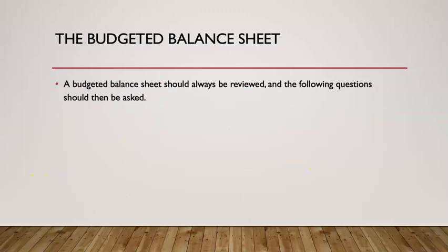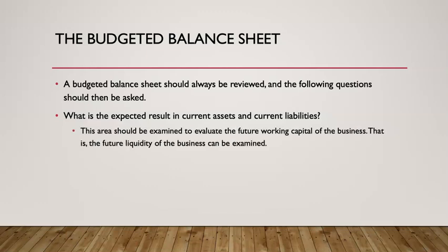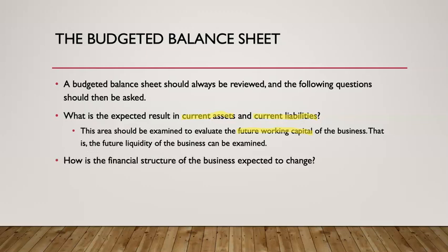And the budgeted balance sheet is the final one, and we're asking, what is the performance of our balance sheet? How stable is it? What is the expected result of our assets? Are our assets being efficient? We should be looking at this to evaluate a term that we haven't heard before, the future working capital of our business, which is about our current assets and current liabilities. We will become an expert at that in future chapters.